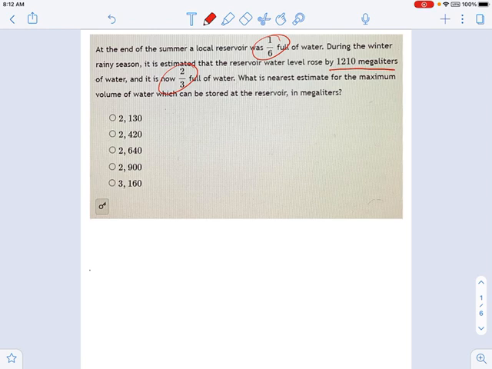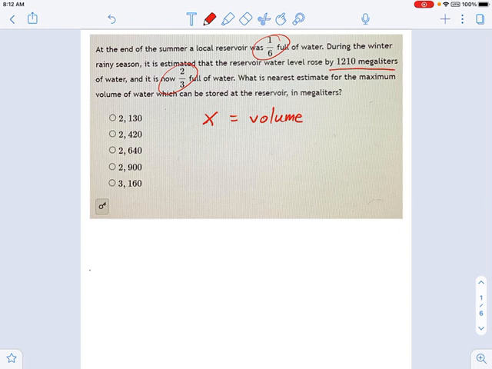But what we're going to do is try to set up some equation to express this sentence right here, going from 1/6 full to 2/3 full. And that difference is 1,210. So imagine that you have a reservoir volume of X. Okay, so I'm going to say X equals volume. And now let's try to set up the information in an equation.